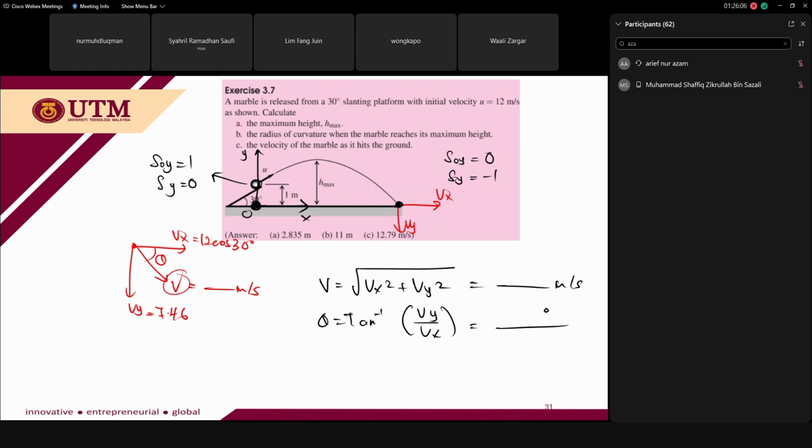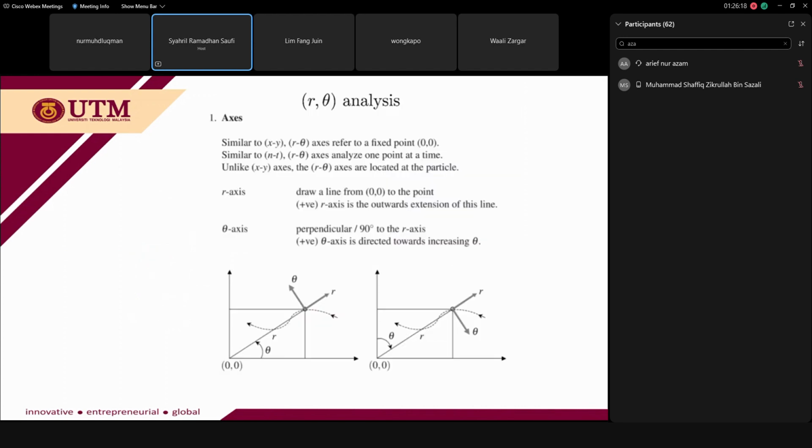Okay, if there is no question, I think we go on. We do the example of R theta. Before we do some example exercises, just to recap, this is the R theta analysis.